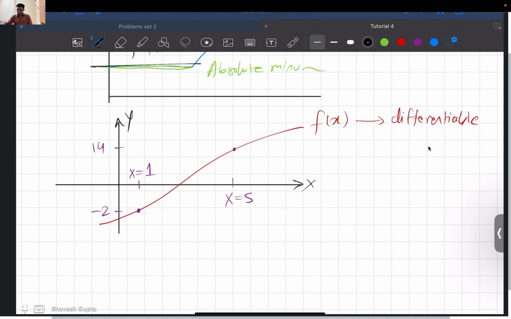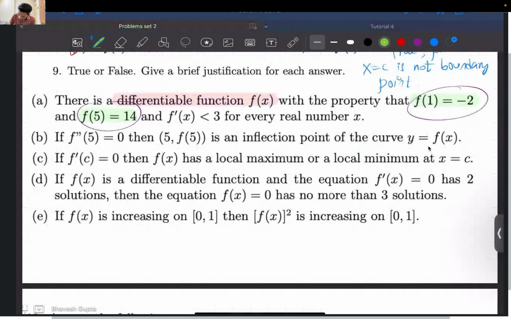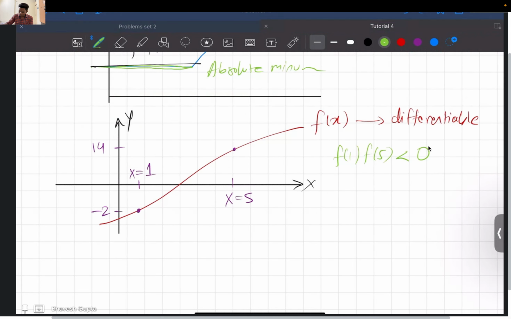At least one. So the idea is that we use the fact that f of 1 times f of 5 turns out to be negative. That means there exists this particular intersection. And importantly, the statement they have asked me to prove is that this derivative, f dash of x, is less than 3 for all real x. They have asked me to verify this. Is this true? Can you conclude this? Let's check. How can we check this?